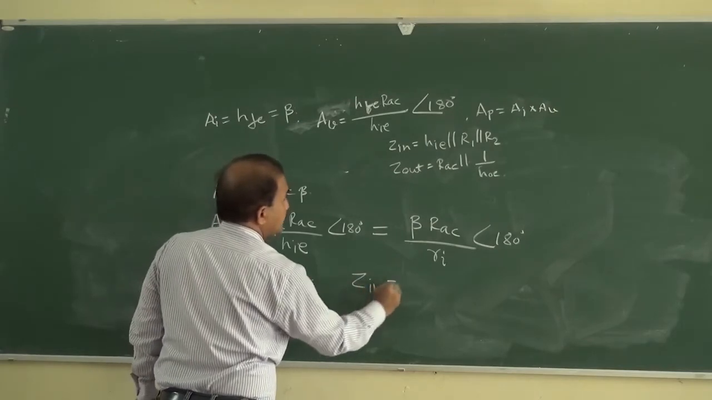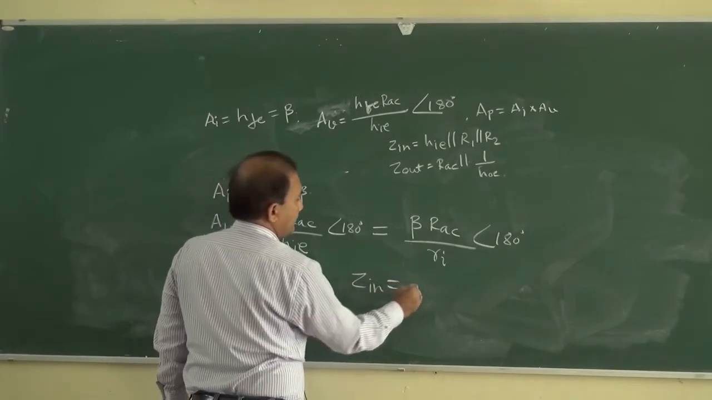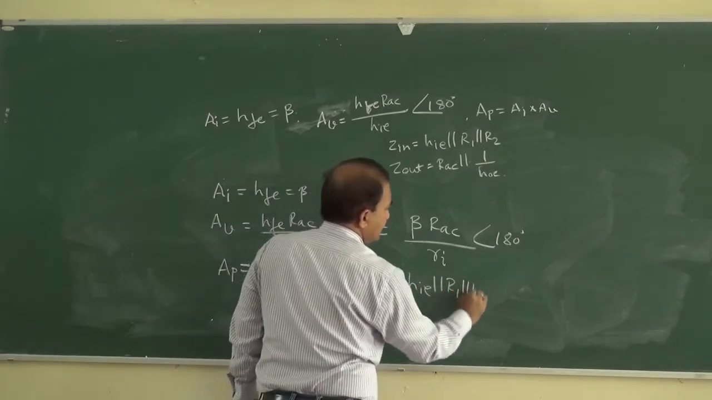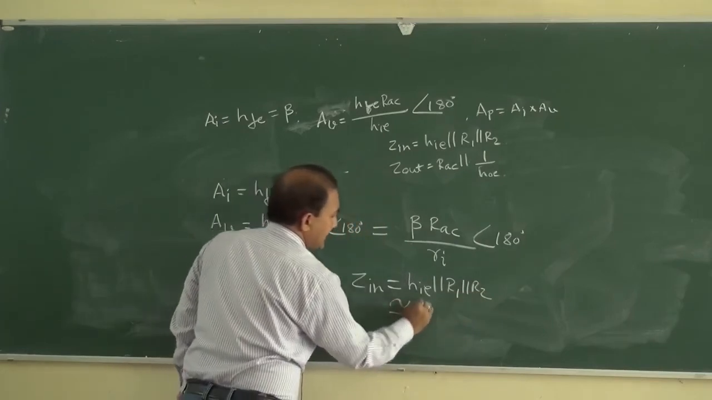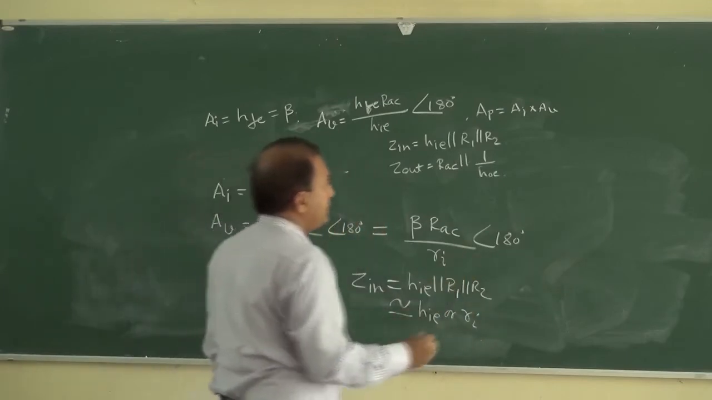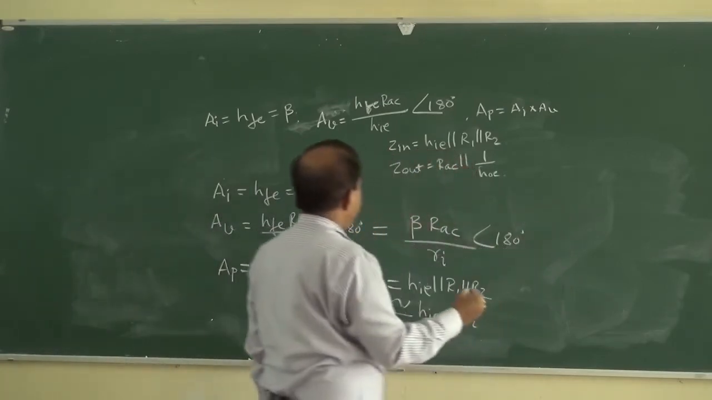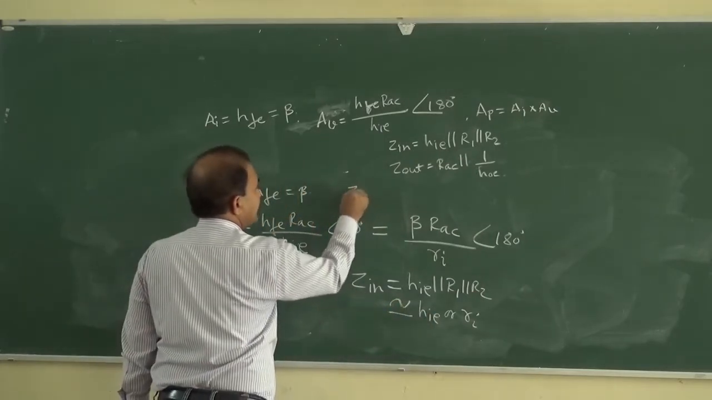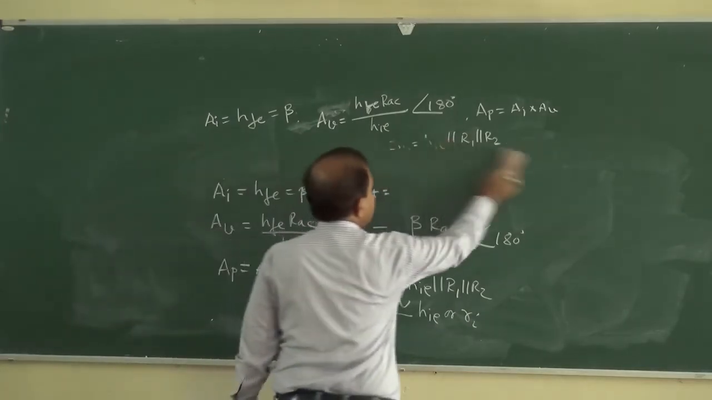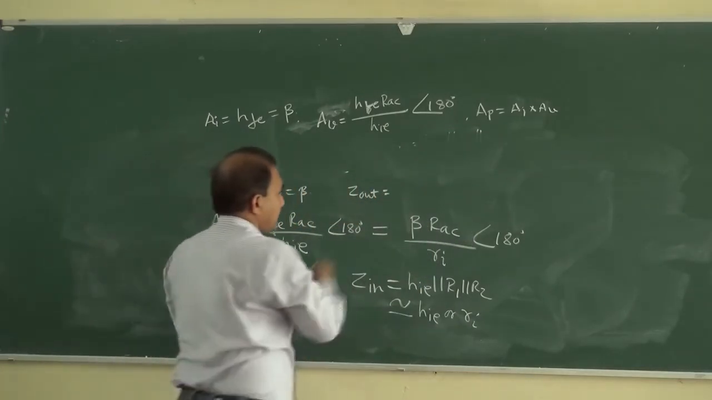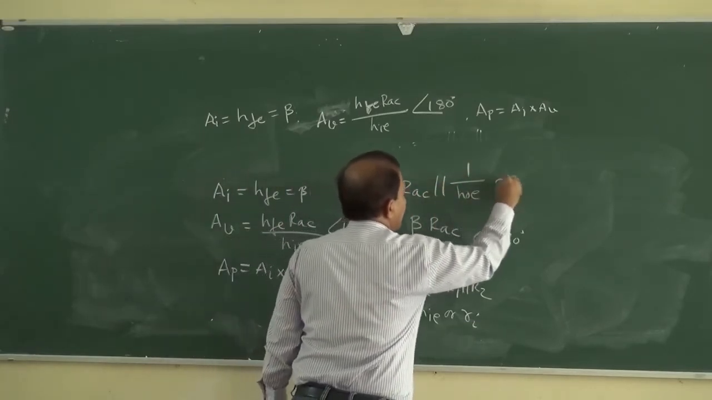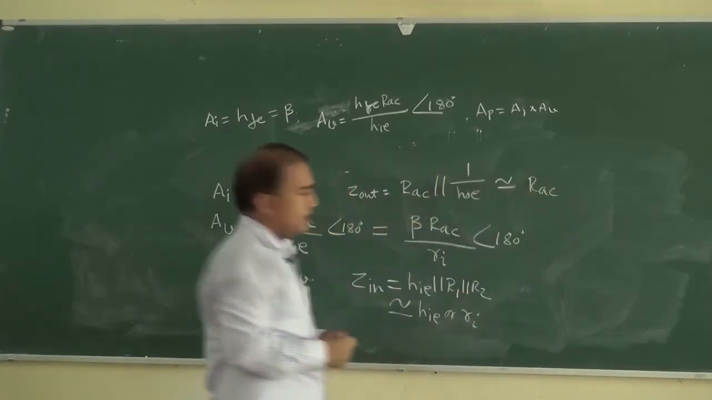Then Z in is equal to HIE in parallel with R1 in parallel with R2. It is approximately written as HIE or RI. Then Z out, we can write Z out is equal to RAC in parallel with 1 by HOE, so it is approximately equal to RAC.